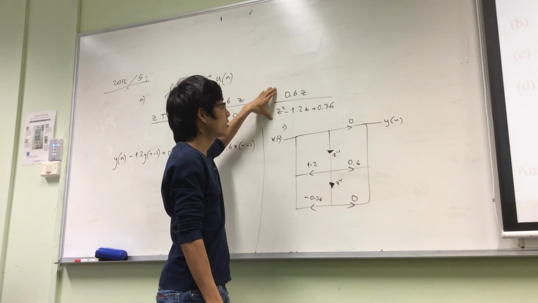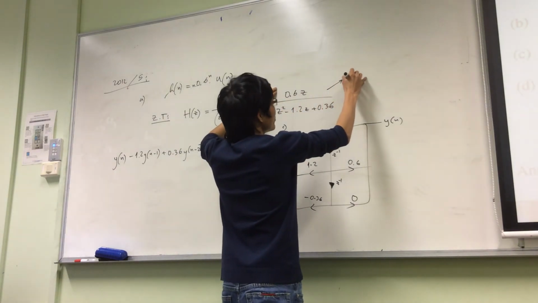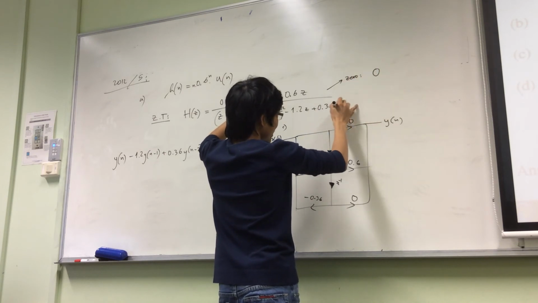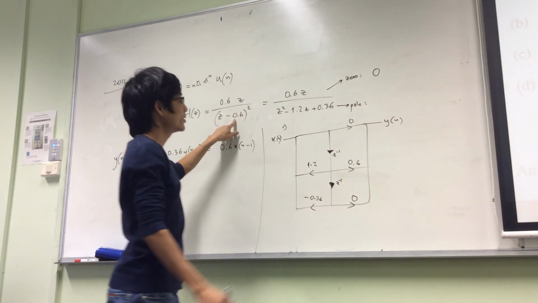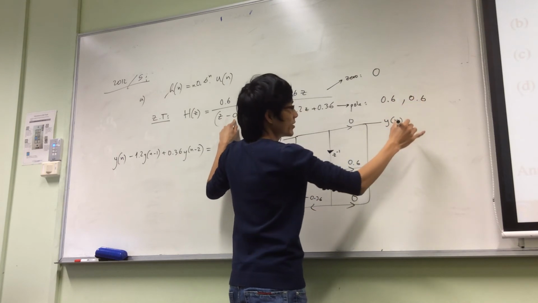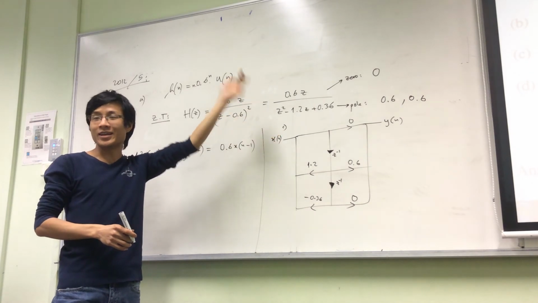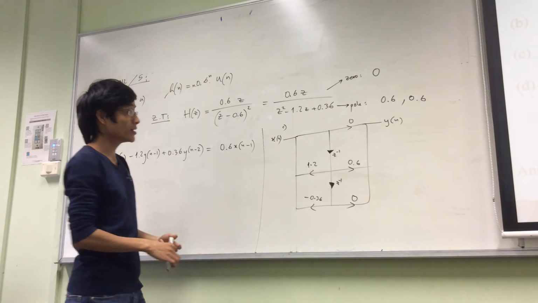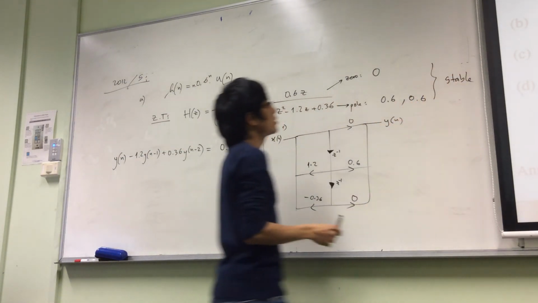From this equation we get the zeros and the poles. What are the zeros? Here 0. The poles are 0.6 and 0.6. So all of these are less than 1, so they should be inside the circle. So it should be stable. The zero is also there.